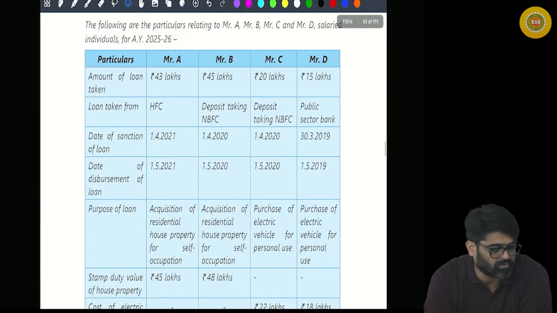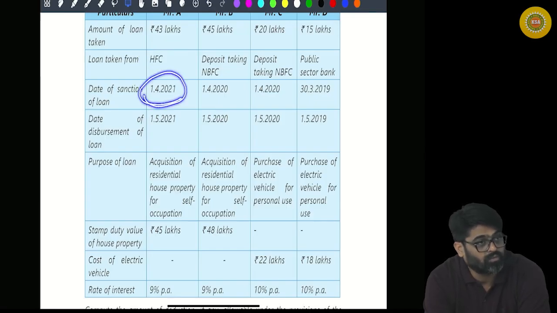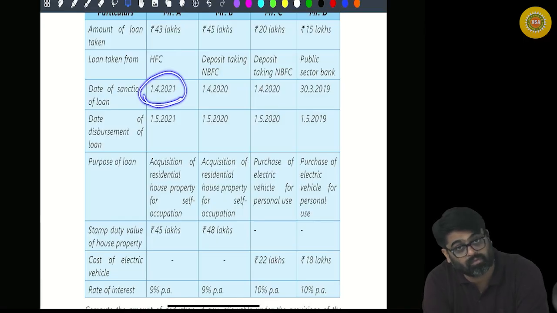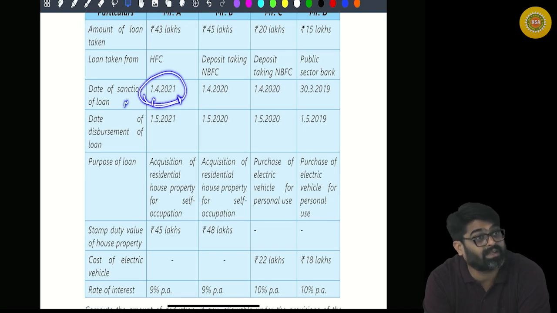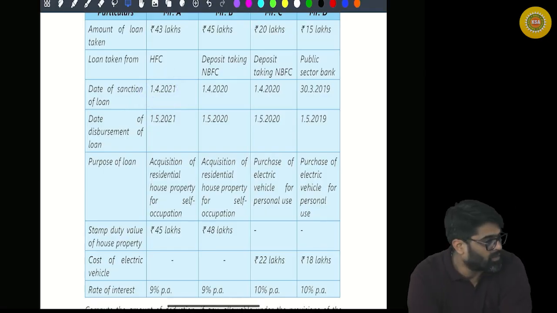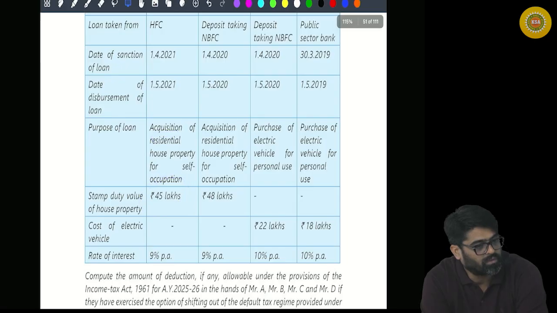Now let's talk about Mr. A. How much is the loan? 40. Loan is also taken from Housing Finance Corporation. Loan is taken on or after 1st April 2019 and on or before 31st March 2022. Yes or no? 1920, 2021 and 21-22. So the loan is taken within time. For the purpose of acquisition. And how much is the stamp duty value? All the conditions of 80EEA are satisfied.